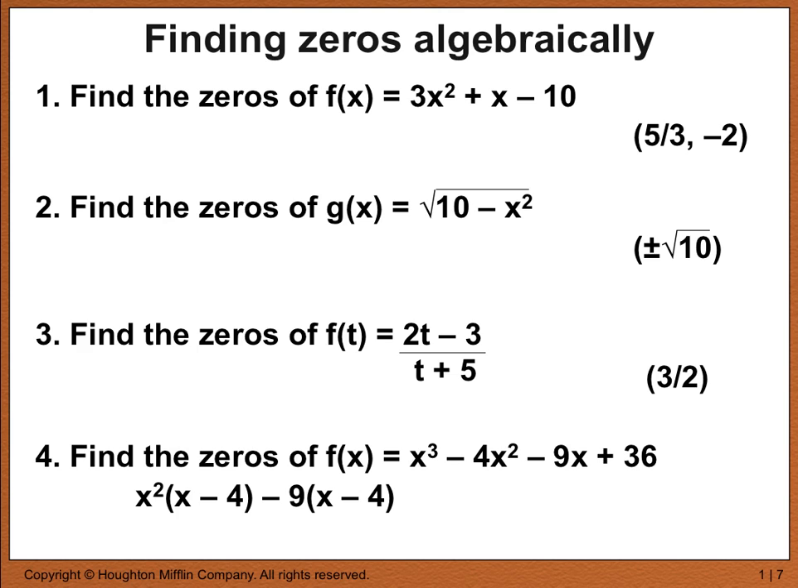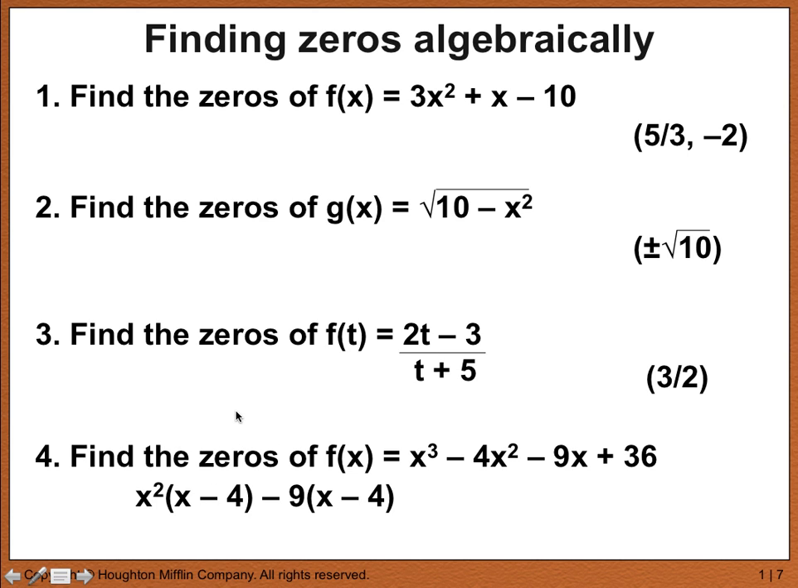All right, so you should have started by grouping terms like this. You take the x squared out of the first two, and you get x squared times x minus 4. Then you take the negative 9 out of the next two. You get negative 9 times x minus 4. And now you can see the pattern, right? You can see the pattern because x minus 4 is repeated.